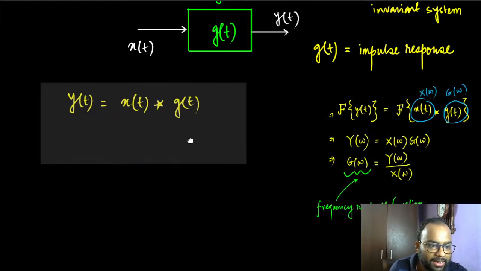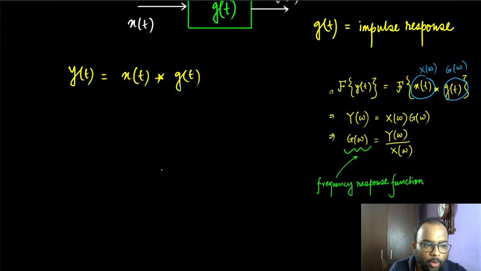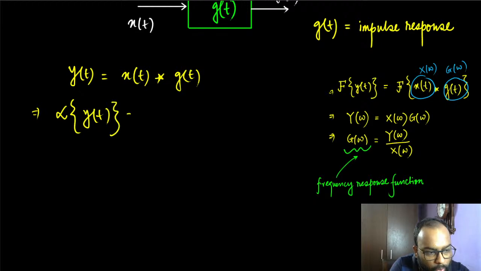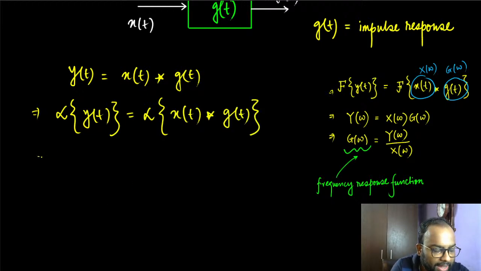The idea is that instead of applying Fourier transform, if we apply Laplace transform on both sides here, we end up getting exactly the same thing. So here we're assuming that the Laplace transform of y(t) is Y(s), and individually the Laplace transform of x(t) is X(s), and the Laplace transform of g(t) is G(s).